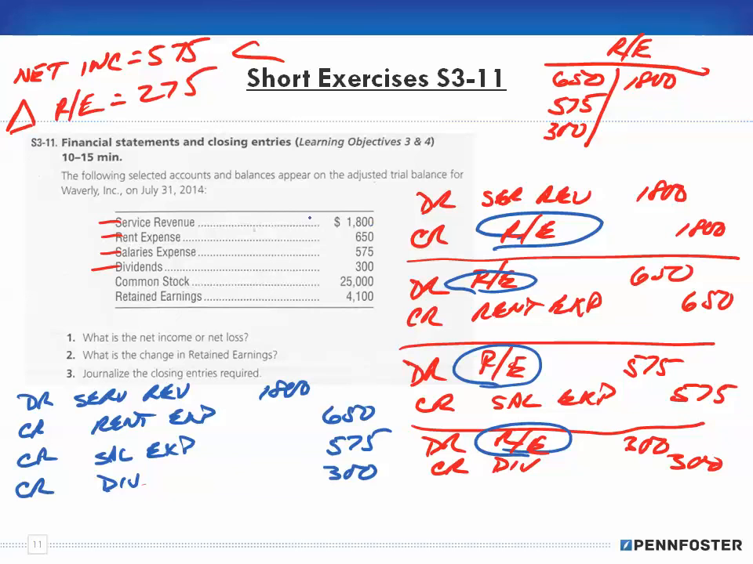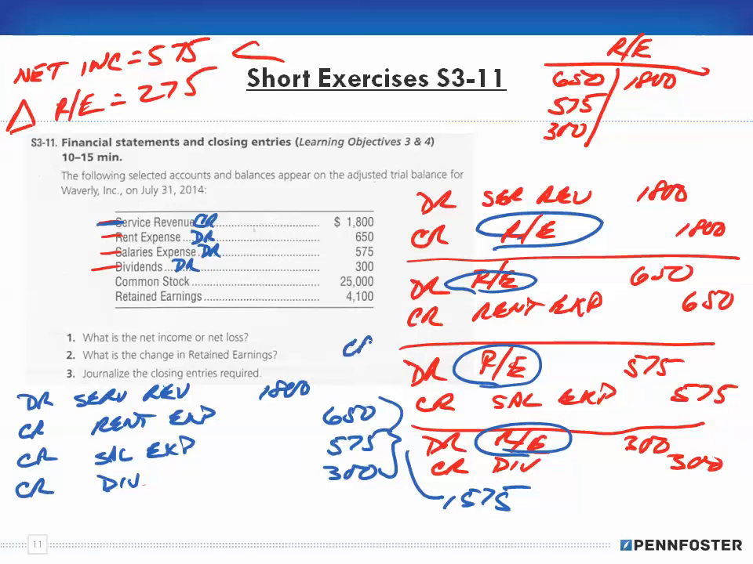And that thought process is no different than sitting here going, okay, service revenue, right? We know that this here is a credit, so I have to debit service revenue for 1800. My rent expense, I know that's a debit, so that means I have to credit rent expense. Salary expense, I know that's a debit, so I have to credit salary expense. And dividends, I know that's a debit, so I have to credit that for 300. Now, remember, debits have to equal credits.